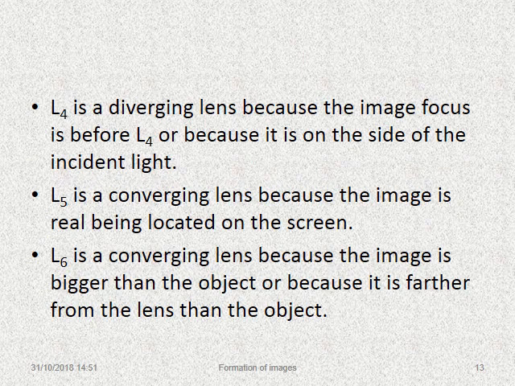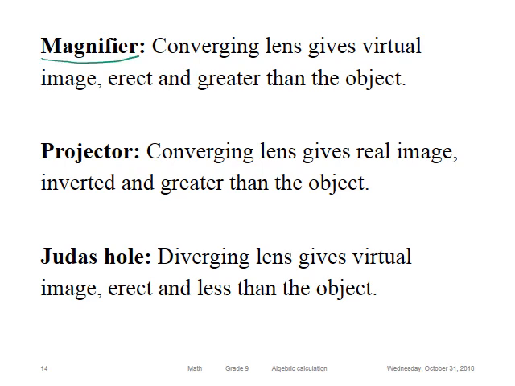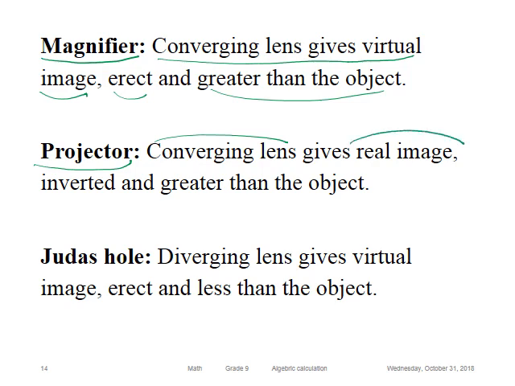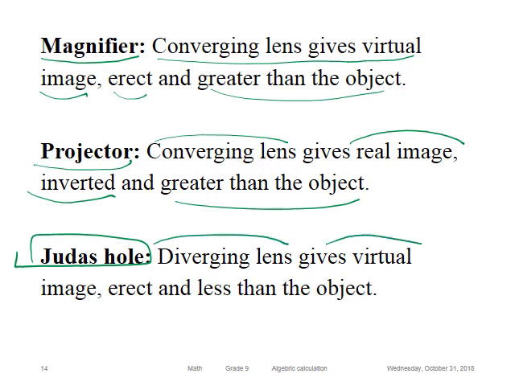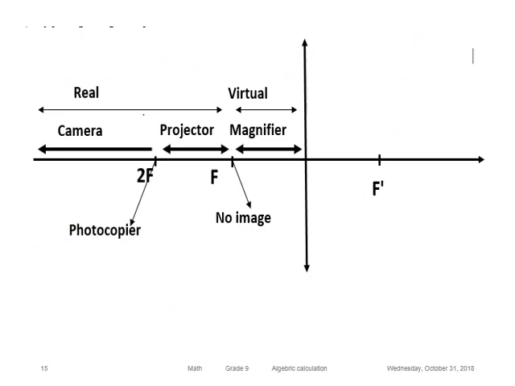We use the lens as a magnifier when a converging lens gives a virtual image, erect and greater than the object. We use the lens as a projector when a converging lens gives a real image, inverted and greater than the object. We use the lens as a Judas hole when a diverging lens gives a virtual image, erect and less than the object.